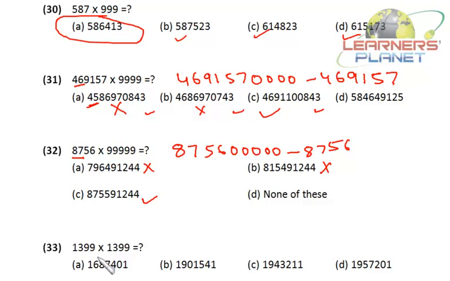Okay, it is closer to 1400. Okay, so initial digit must be closer to 196. So this cannot be the right choice. This cannot be the right choice. So we are left with these two.